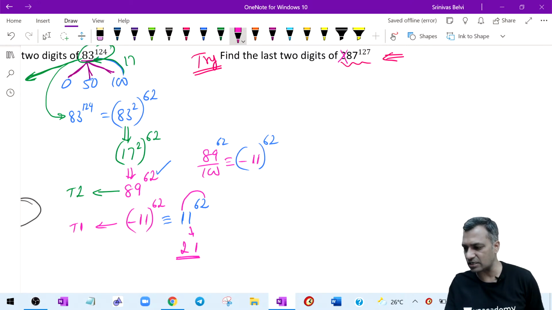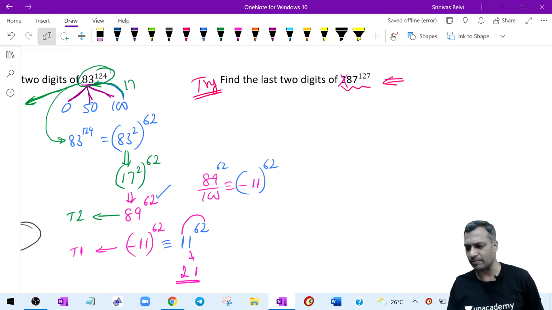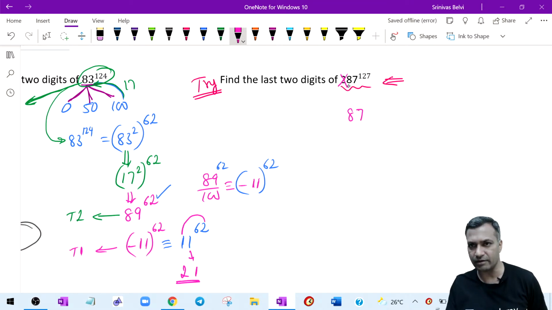Okay, firstly, the 2 doesn't matter. Let's understand that the hundreds place doesn't matter. Let's not be overly worried about the things which don't matter. Hence we are saying that 87 is what matters. Good, some answers are flowing in. Technically, I can write this as 87 raised to power 127.